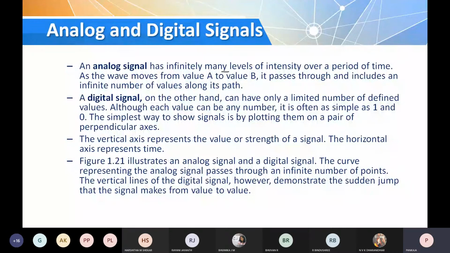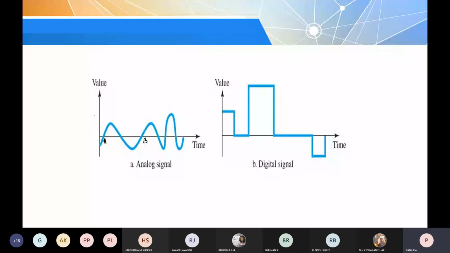Here the x-axis indicates the time and the y-axis indicates the value, and this is the normal representation of an analog signal. So always remember, the x-axis indicates the time and the y-axis indicates the value, and a normal simple sine wave is the representation of the analog signal.